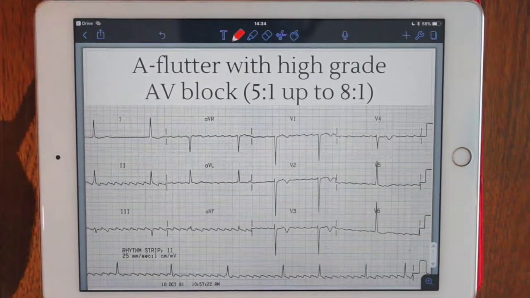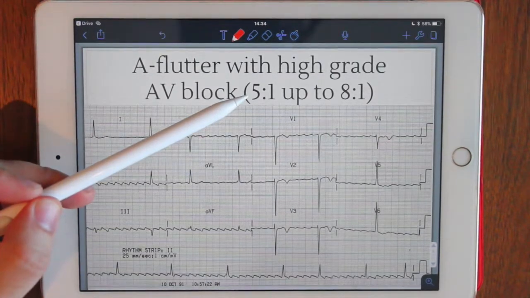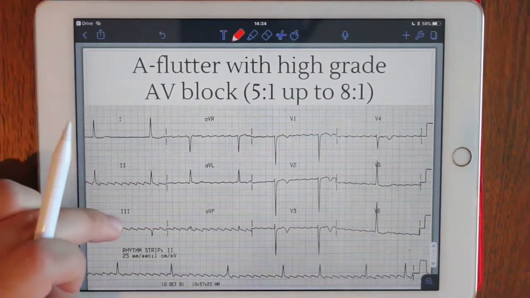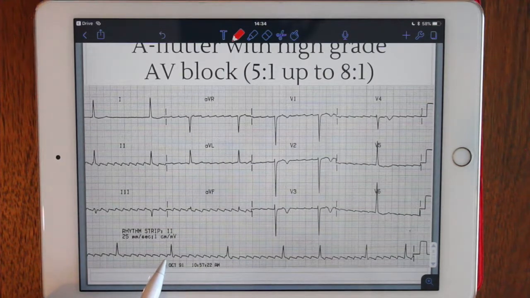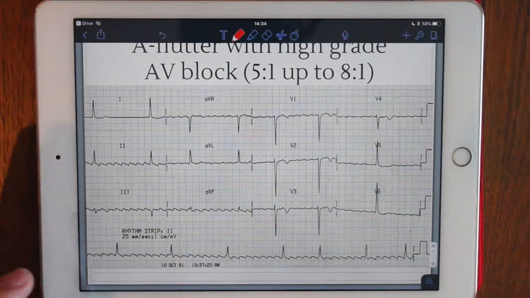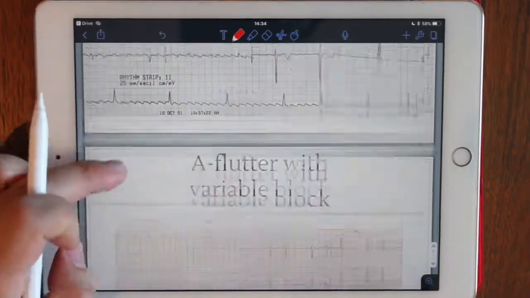Here's an A flutter with a high-grade AV block. High grade meaning the numbers are actually higher, the ratio is higher, 5:1 up to 8:1. If we look here, we see 1 QRS and then 2, 3, 4, 5, 6, 7, 8. There's an 8:1 ratio. If we look here, here's a QRS, 2, 3, 4, 5. So this is a 5:1 here and an 8:1 here. And so there's a variable block, but it's also high grade because it takes a long time for a QRS to go through the AV node.